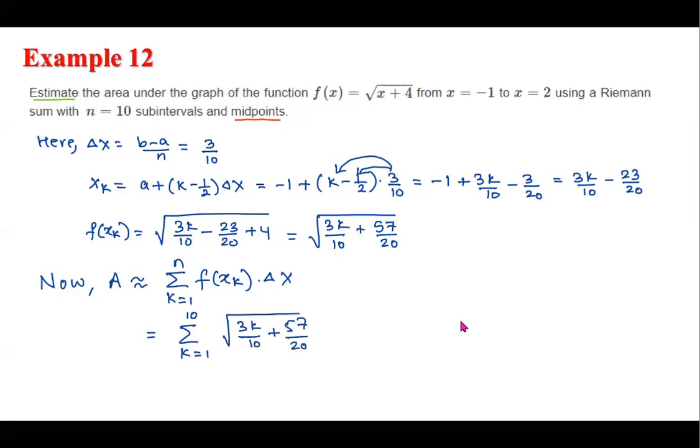And then f of xk, we got it here, which is the square root of 3k over 10 plus 57 over 20. That is the function. And we multiply that by delta x, which is 3 over 10. Now, if we simplify that using a calculator, we should get 6.3342. So that's how we can use the midpoint Riemann sum to estimate the area under the given curve.